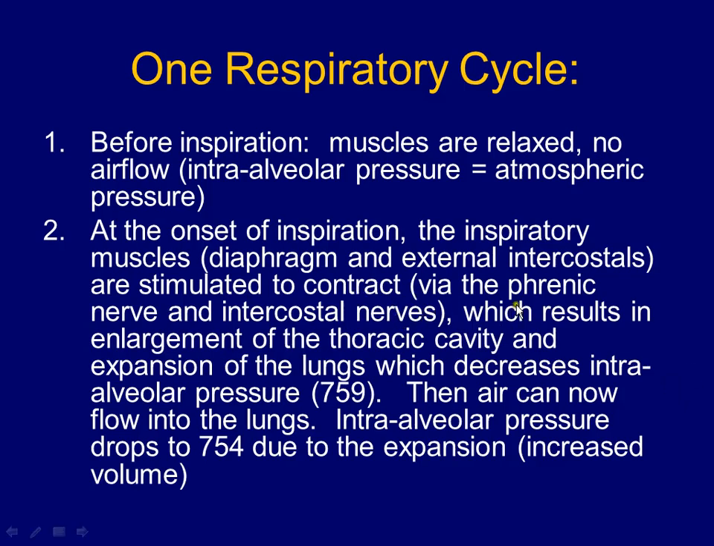All right, so anyway, when you fire these muscles, it enlarges the thoracic cavity. It lengthens the thoracic cavity and it brings it outwards, which dramatically decreases the pressure. The pressure starts dropping right away. As soon as the pressure hits 759, it doesn't matter how fast it drops. As soon as it hits 759, the air starts coming in.